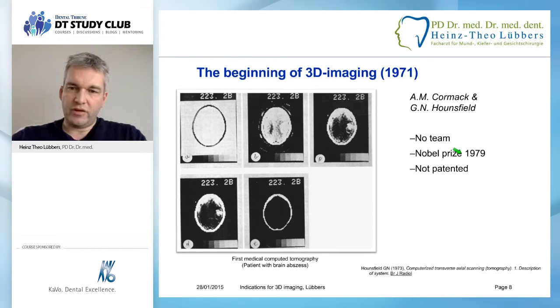And this picture here you see is probably the first medical computer tomography. It's a patient with a brain abscess. And look at this picture. This is not a tooth with an external resorption or something. This is a whole head. The quality is really low, and you can see the brain abscess right there. But it was actually the first time you could look into the brain and into the head and have a good image of structures like this abscess.